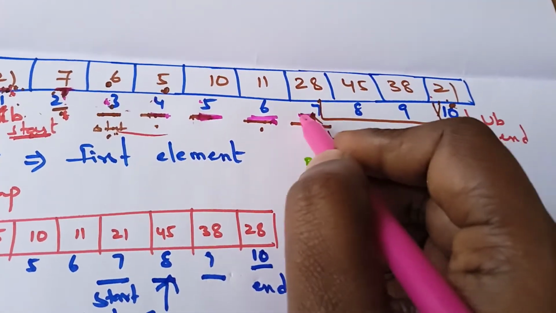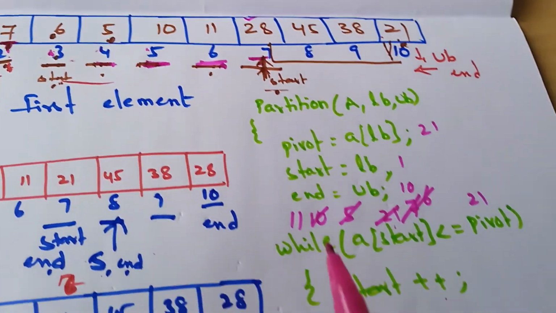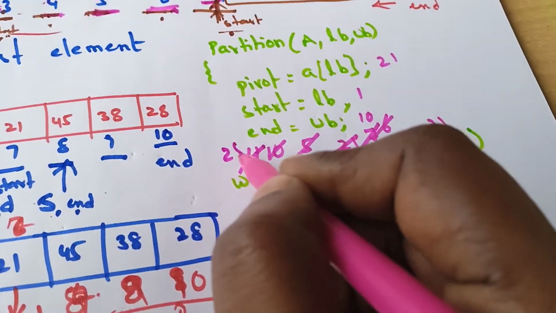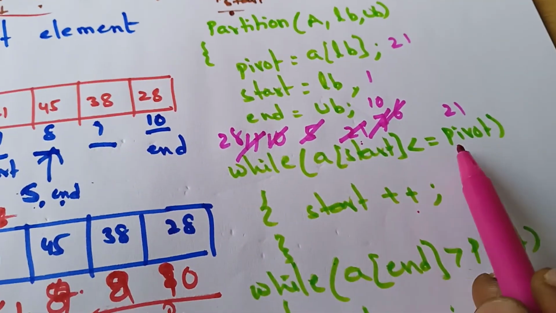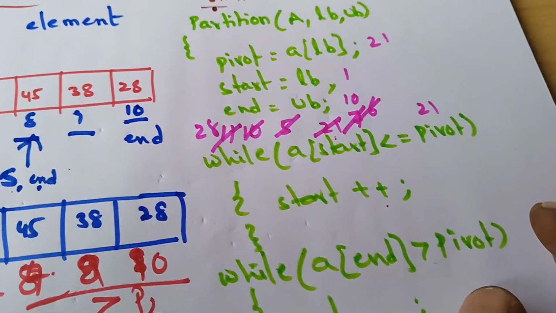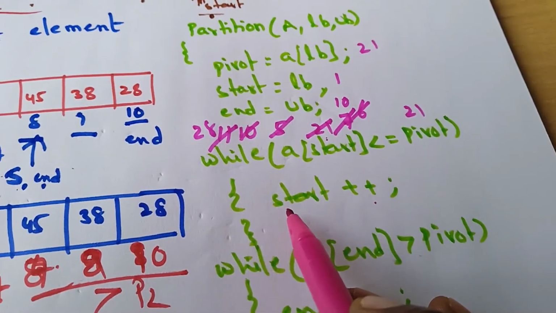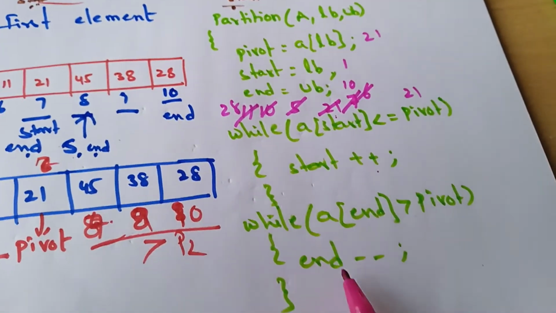Now we'll come to here, 28. We'll come to this place, 28. Now 28 less than or equal to pivot. Right? 28 is greater than pivot. When it is greater, it will not go inside of your loop. So instead we'll come here.